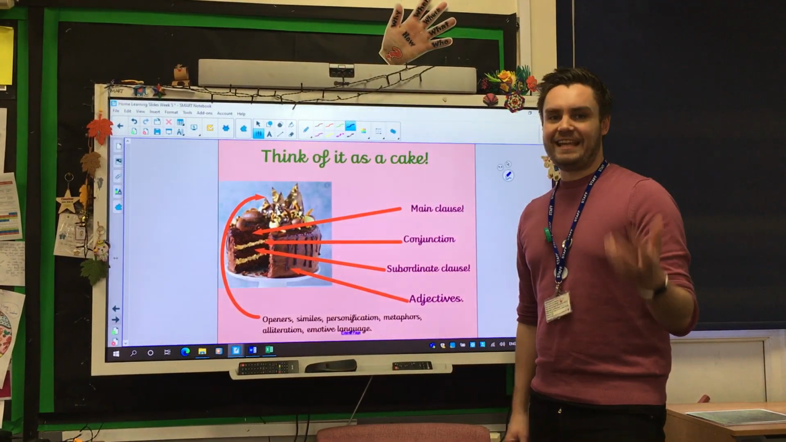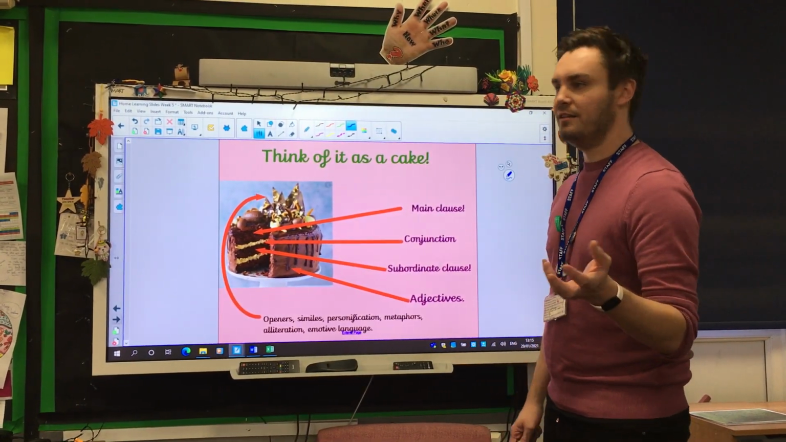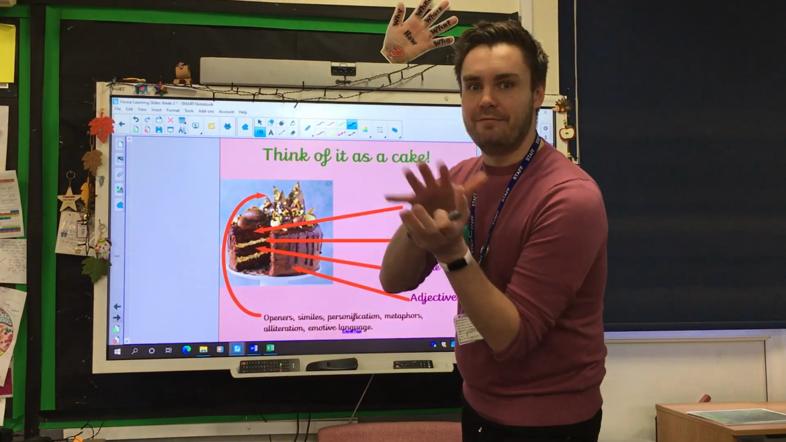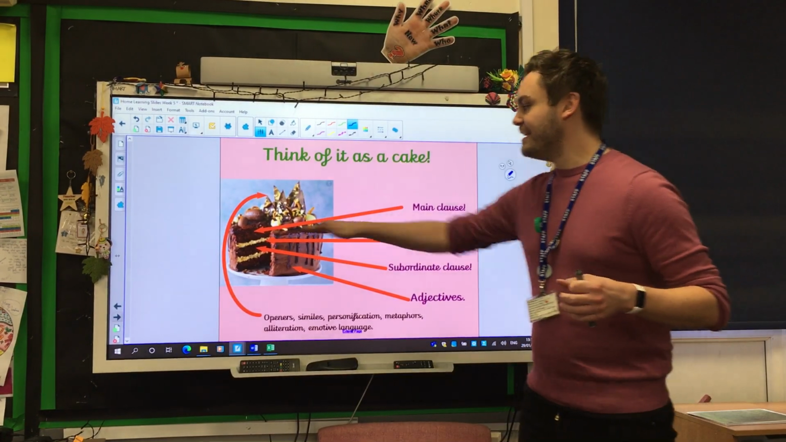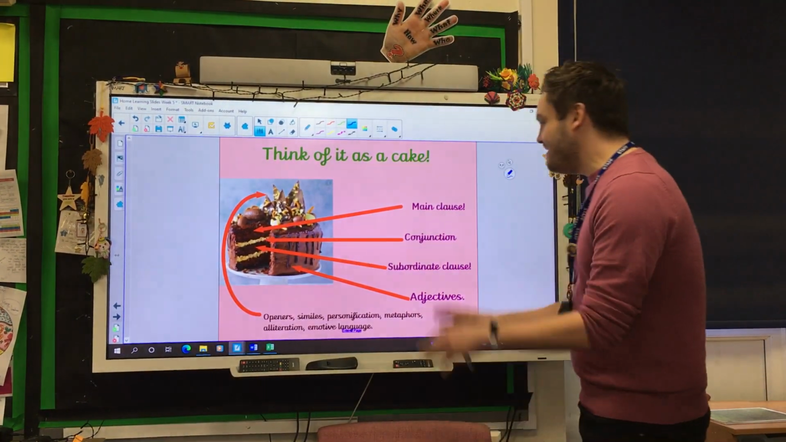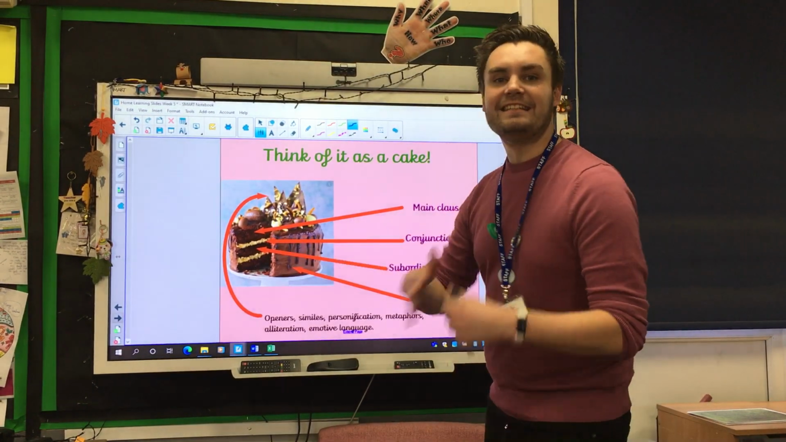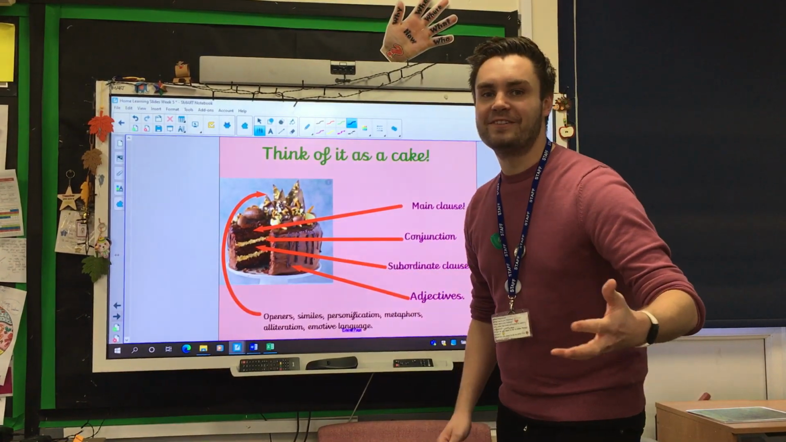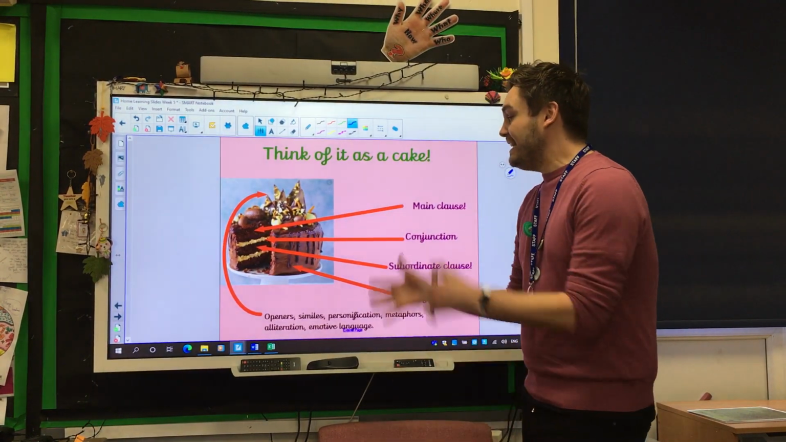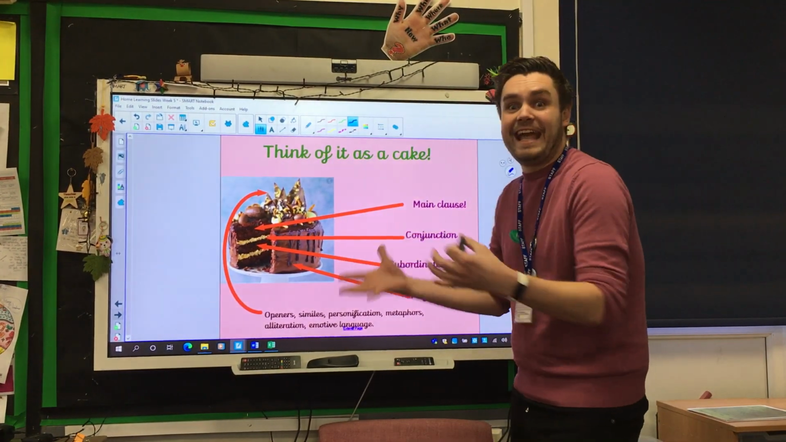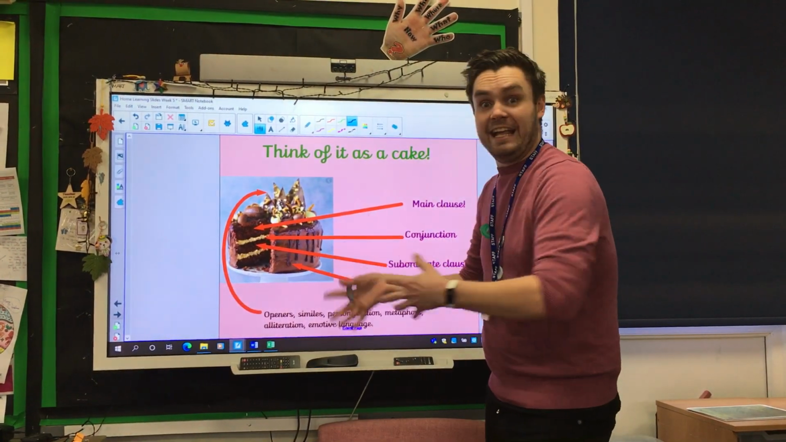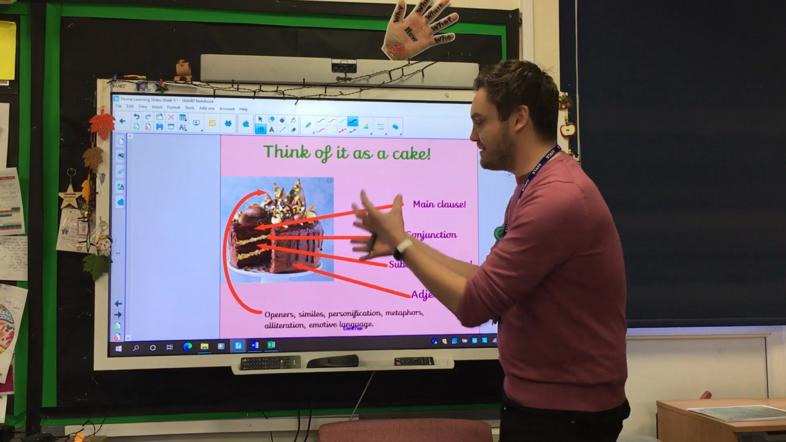So think of it as a cake. We all like cake. Look how amazing it looks. So your main clause would be the sponge in the middle. Your conjunction is the icing. The more conjunctions you get, the more layers you get in your cake. And then your icing is the adjectives. The reason why me and Miss Harbert go on about adjectives and you using them to describe your work is because it makes your piece of work a bit more like a cake with icing on it. If we have work that doesn't necessarily have those adjectives, yeah, it's nice, but it's just missing that little something.